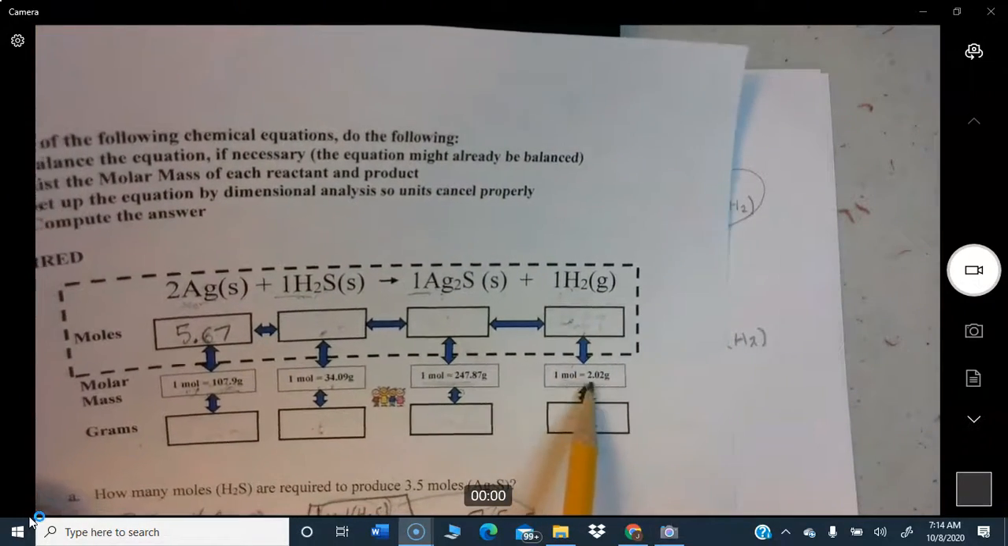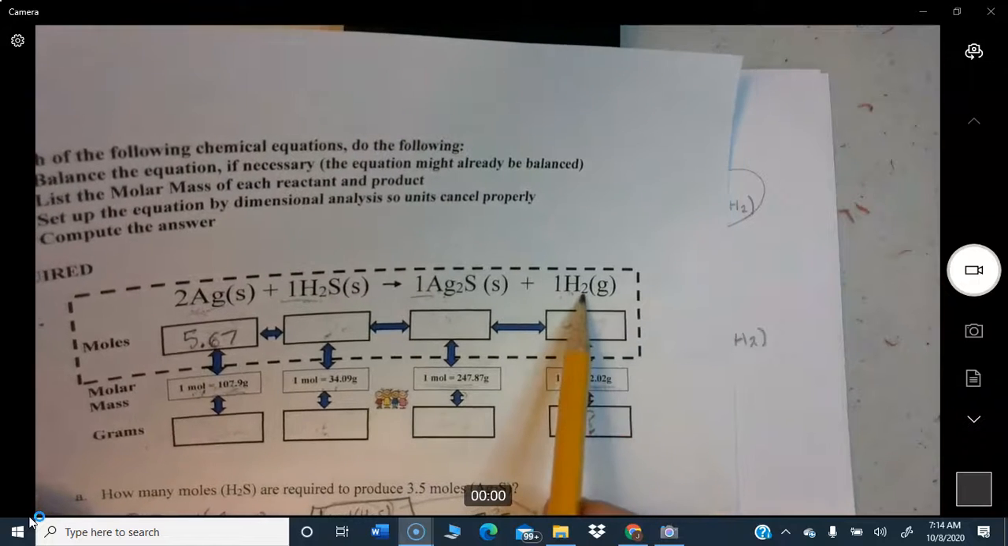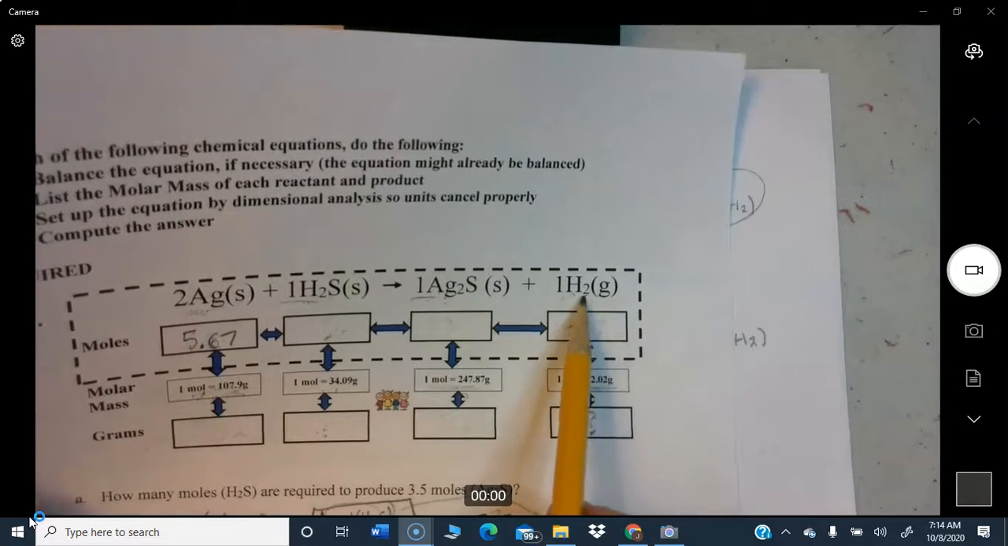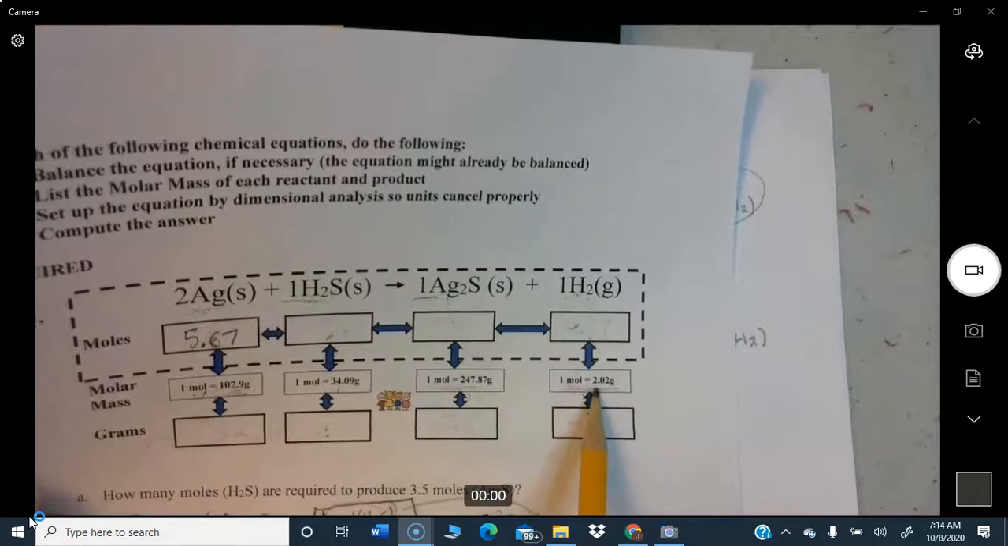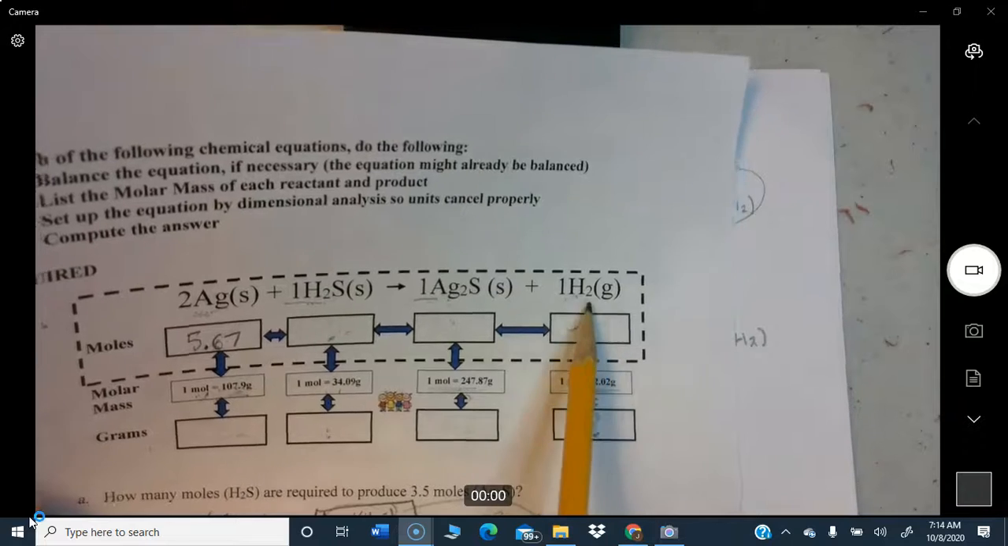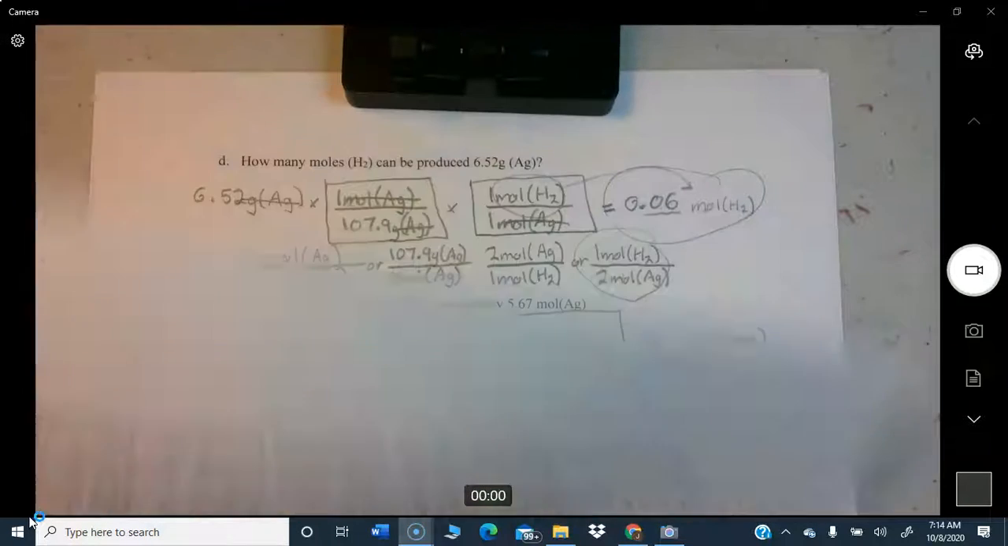There it is. Again, remember the 2.02 is for H2, because hydrogen's a diatomic molecule. If it's a gas, it's going to be H2. So it's not 1.01, it's 2.02. If that had just been a hydrogen atom, it would have been 1.01. So we're doing the molar mass of whatever that substance is.